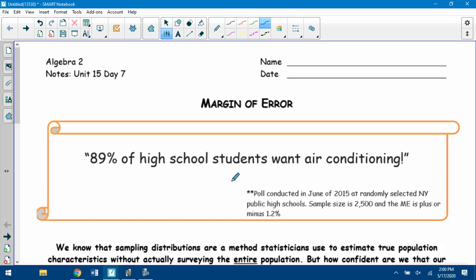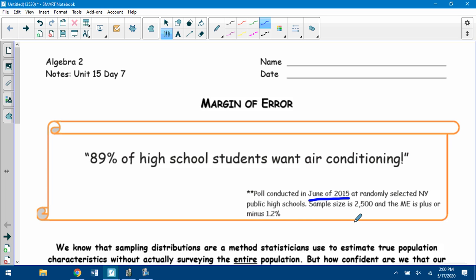Well, there's some potential lurking variables. First, when was the poll conducted? In June 2015. What's the weather like in schools in June usually? Pretty hot, right? So if you're polling these people on the hottest day of the year, they probably want air conditioning. If you're polling them in the middle of winter, maybe you wouldn't get 89% say they want air conditioning. So timing is definitely a lurking variable.